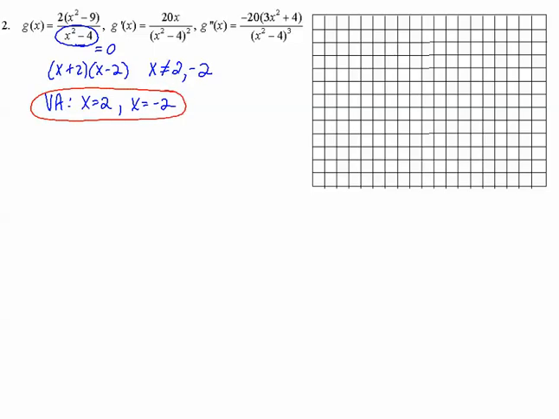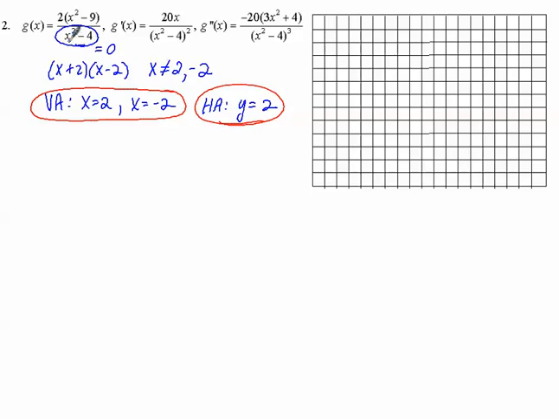Next, we want to talk about horizontal asymptotes. Well, what do we have in terms of horizontal asymptotes? Looking at the degrees, I see the degrees are the same, therefore I use the leading coefficient. Therefore, the horizontal asymptote is y equals 2. Let's go ahead and highlight that. Now that we've done the domain restrictions and the asymptotes, perhaps it's easy to find some intercepts.